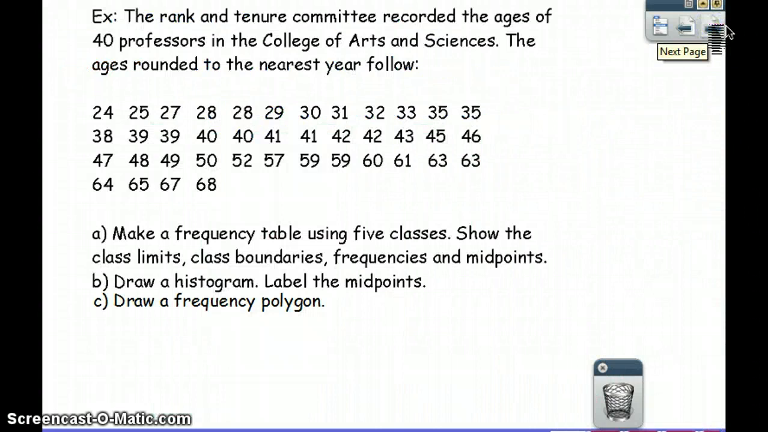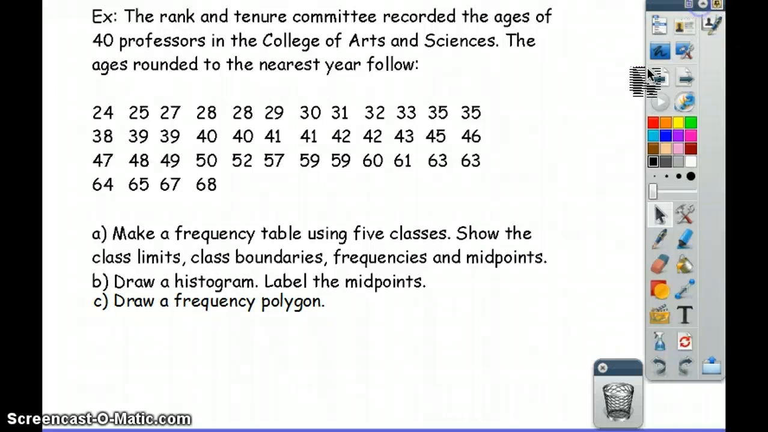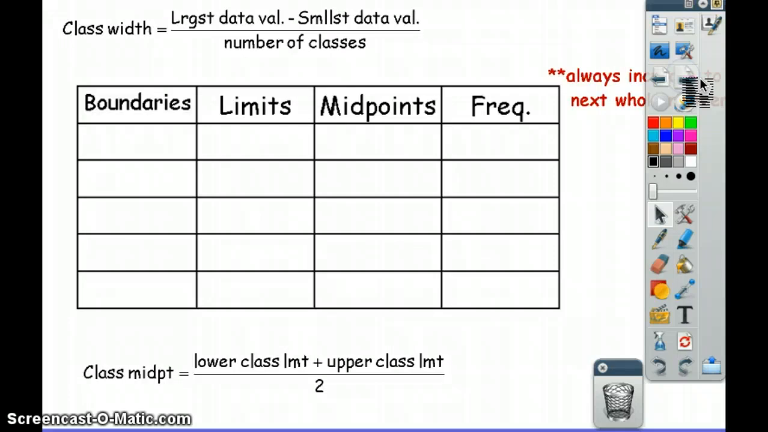So let's try our first histogram. Here's the data. A committee recorded the ages of 40 professors in the College of Arts and Sciences, and their ages to the nearest year give us the following results. We're going to do three things. We're going to make a frequency table showing all this, and we're going to learn what all this is. We're going to draw a histogram and then a frequency polygon. So fill in your sheet as we go.